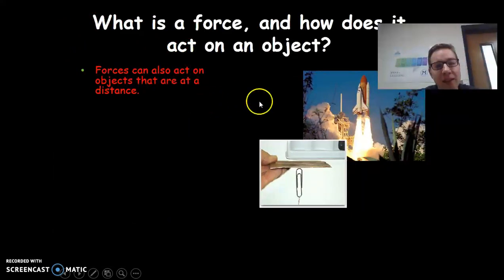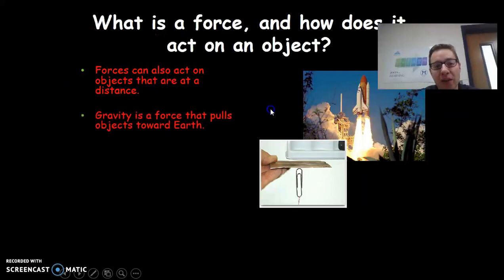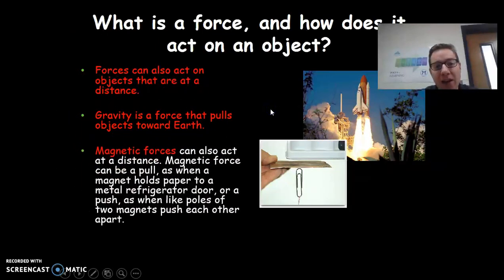Another type of force is gravity and magnetic force. So let's talk about those. First, forces can act on objects that are at a distance. Even with the sun being so far away, it's acting on you, me, and everything else. It's the reason why the Earth continues to orbit or revolve around the sun.